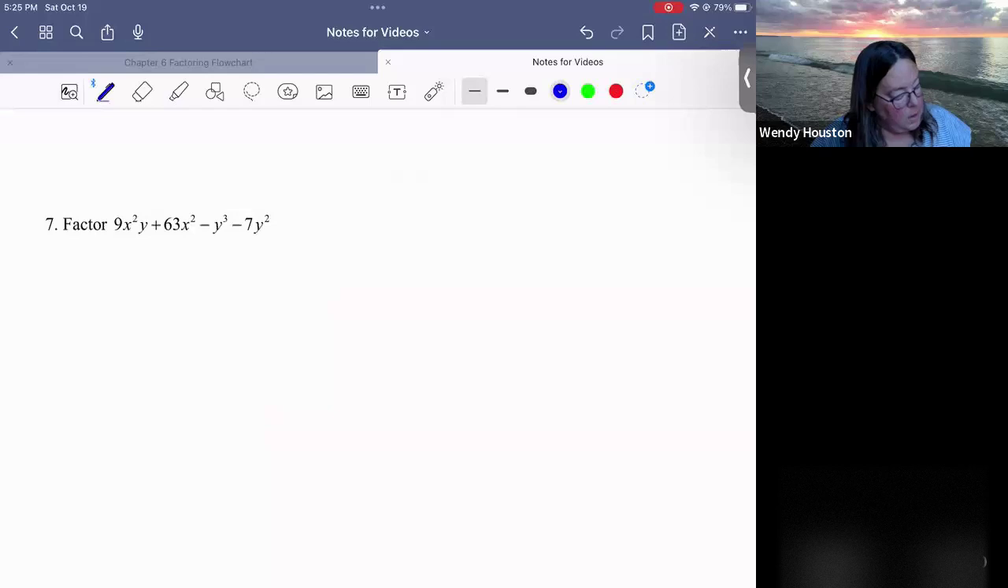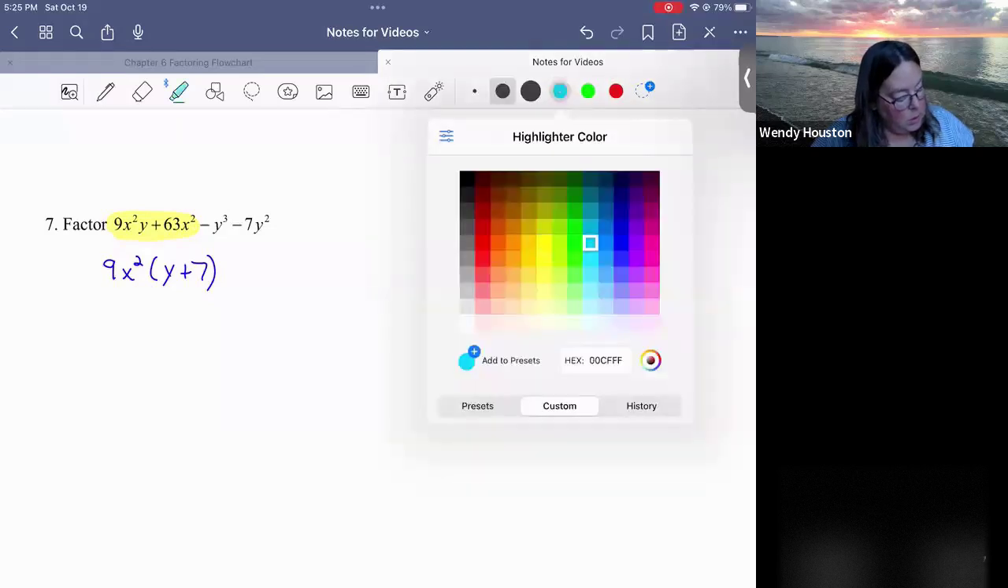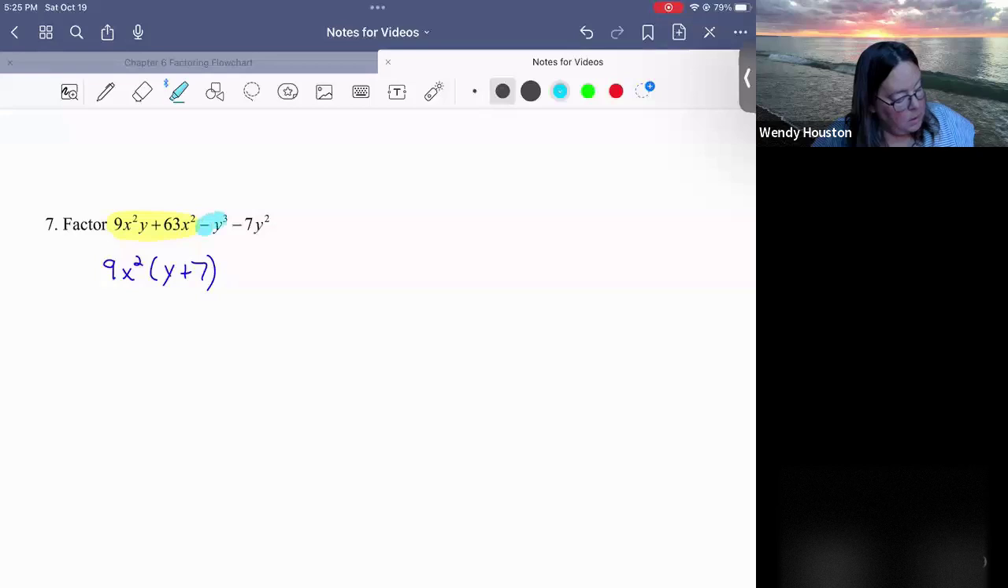And so when I try grouping, I am picking the first 2 terms and taking a GCF out of those. So I see a 9 and an x squared for those first 2. And then for my second 2, I am taking the sign in between. So I'm taking this minus, factoring that out. And then I also see there's a y squared in there. So I've got y squared and then y plus 7 left.